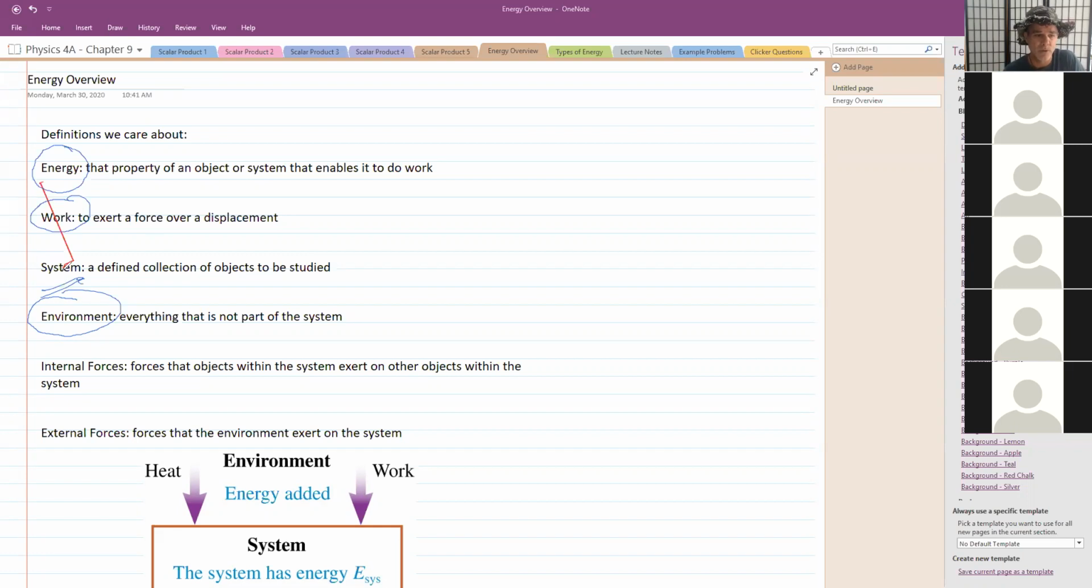And the reason that's important is because we're going to start differentiating between internal forces, which are forces objects within the system exert on each other, and then external forces are basically forces that the environment exerts on the system.